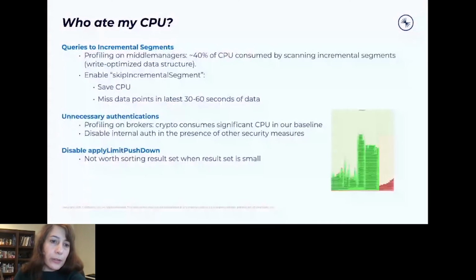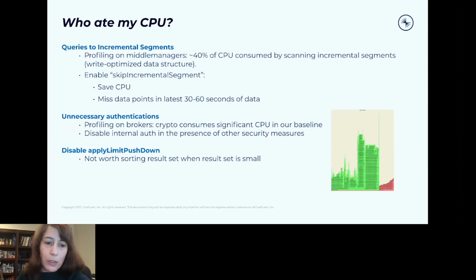Okay, the other thing was about CPU optimizations, fine-grained CPU optimizations. We did some profiling on middle managers, and we noticed that 40% of the CPU is consumed by queries that are scanning from incremental segments. Incremental segments are the segments that the middle manager is still writing to, and the data is using a write optimized data structure. So reading from them is not the most optimized thing. So we enabled the skip incremental segment.